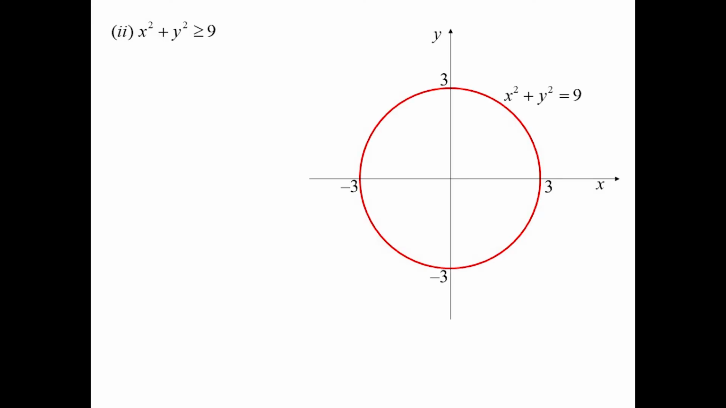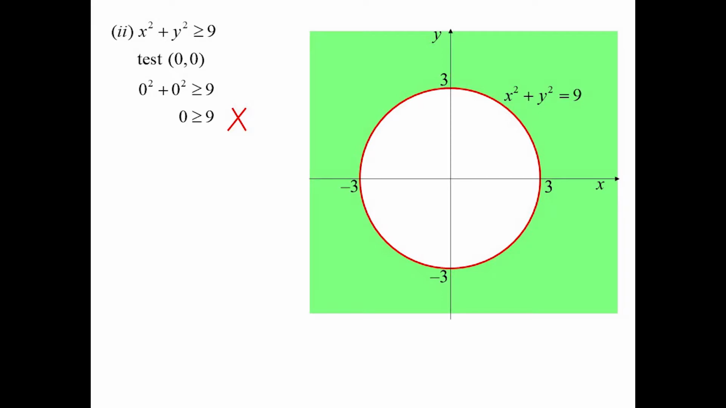Now a circle. This time the boundary is included, so we'll include our circle. There it is. Once again, we've split the number plane up into two sections, inside the circle and outside the circle. 0, 0 is inside, so another easy one to use. Is 0 greater than or equal to 9? No. So we must be outside the circle.